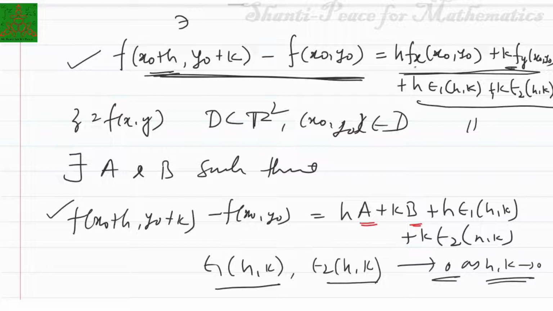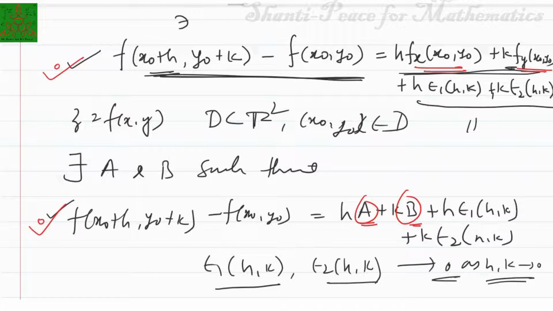Here the value of a is fixed with this fx at x0 y0, and here fy at x0 y0, that is the value of b you have. That is just that change is there, otherwise the definition will be the same. Either you can write this definition or this definition, both of them are valid.